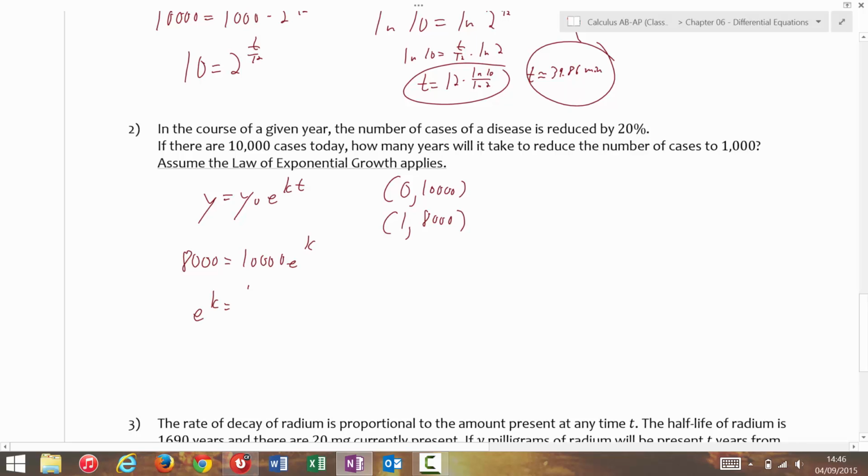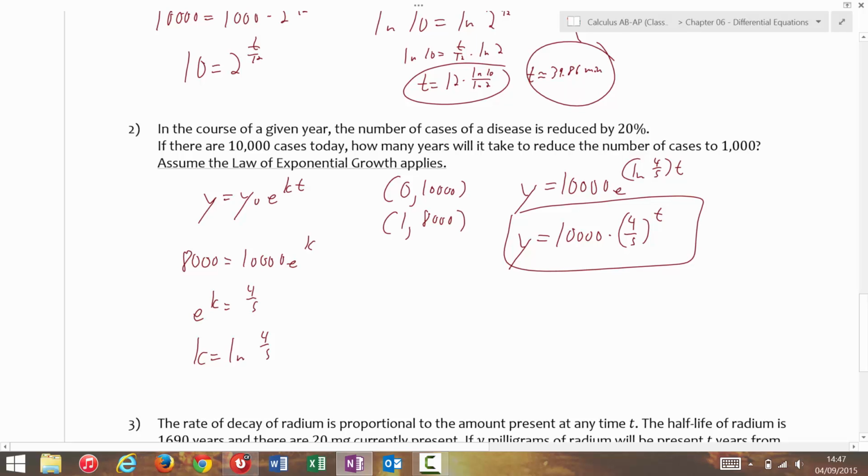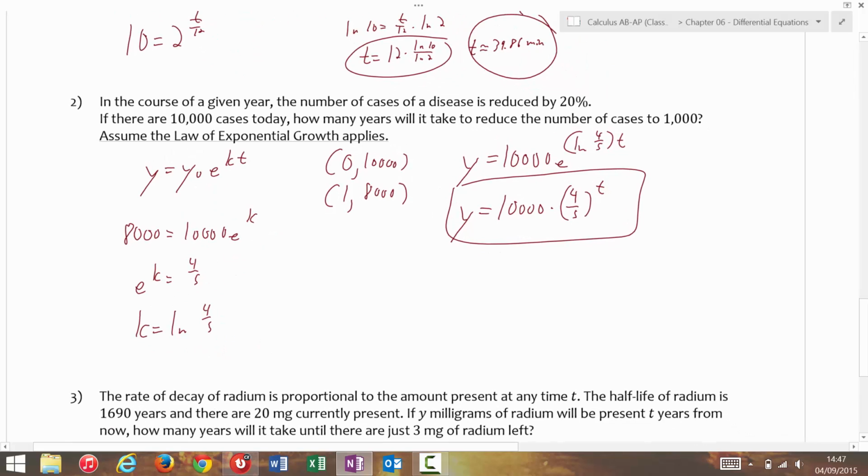Then I have e to the k is equal to 4/5, or k is equal to the natural log of 4/5. Plugging that back in, I get y equals, let's keep the 10,000, e to the ln of 4/5 t. And for reasons before, that's going to be the same as y equals 10,000 times 4/5 raised to the t. So that becomes our formula.